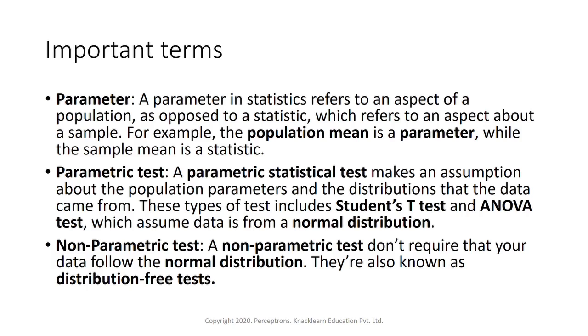Now what is a parametric test? There is something called a parametric test and a non-parametric test. A parametric statistical test makes an assumption about the population parameters and the distribution that the data came from. So this is a test which can make some assumption about population parameters, like the average of population data or the standard deviation of population data. These tests include the student's t-test and the ANOVA test, which assume data is from a normal distribution.